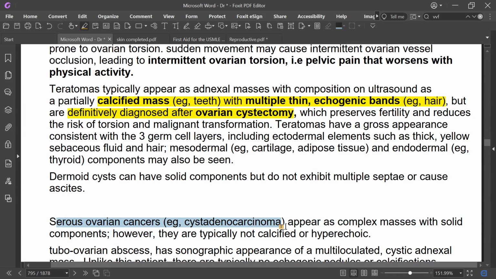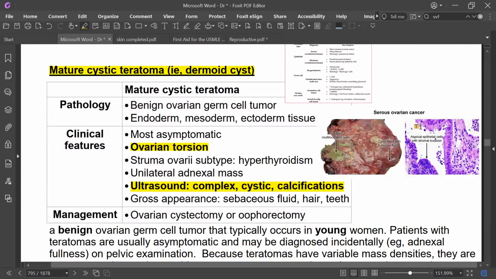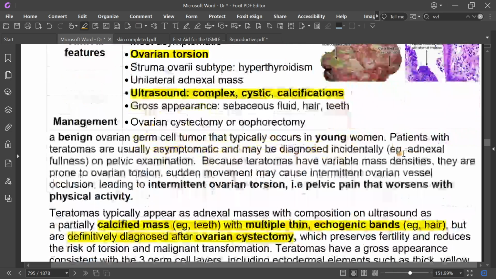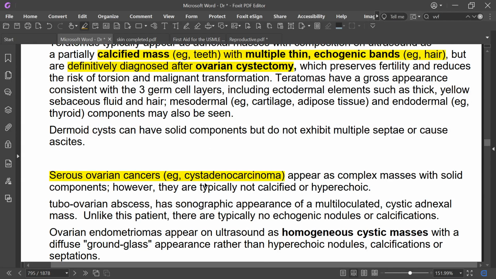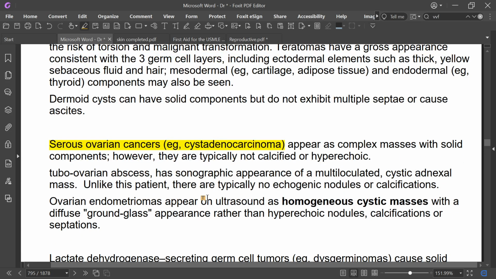Serous ovarian cancer, serous cystadenocarcinoma. Serous ovarian cancer is filled with multiple cysts filled with serous fluid. This is the atypical epithelial cell with stromal invasion. Complex mass with solid component. However, they are typically not calcified or hyperechoic. The ovarian abscess has sonographic appearance of a multiloculated cystic adnexal mass. Unlike this patient, they typically have no echogenic nodules or calcification.